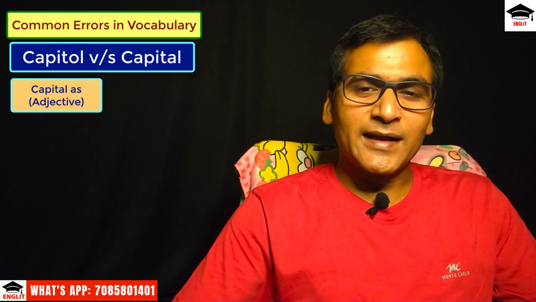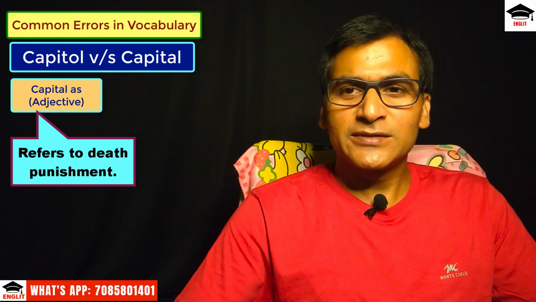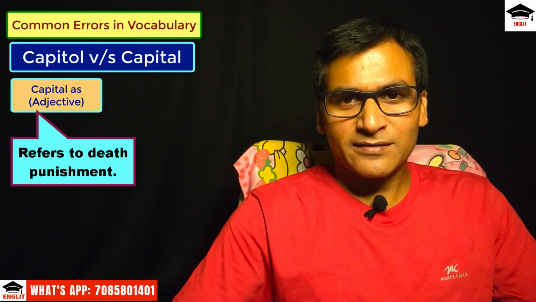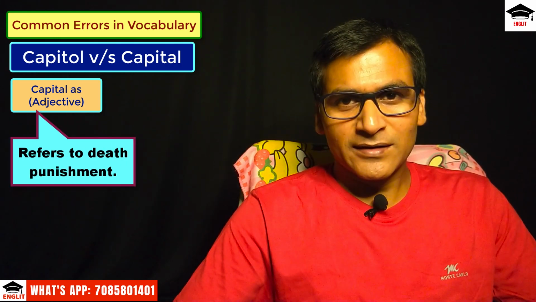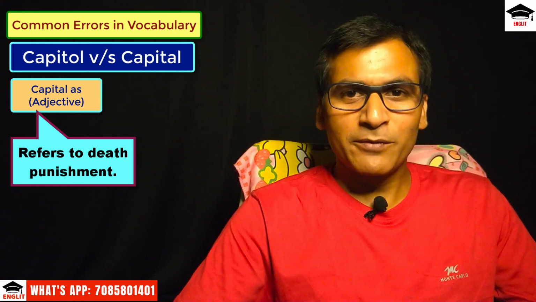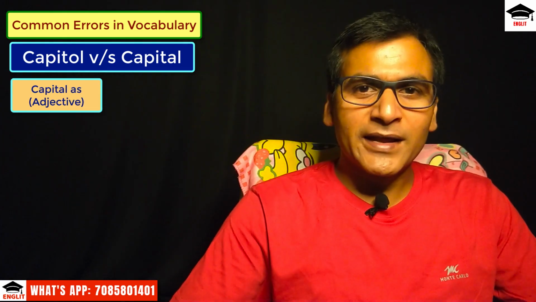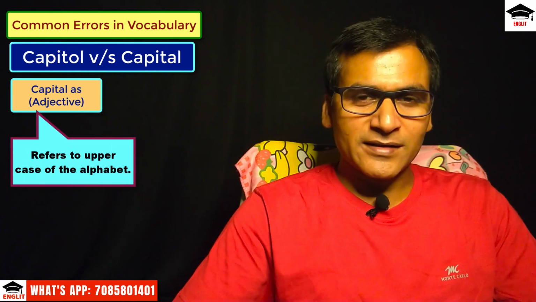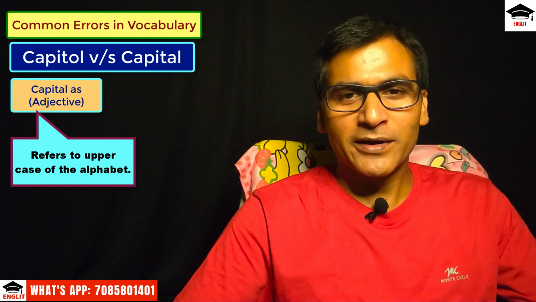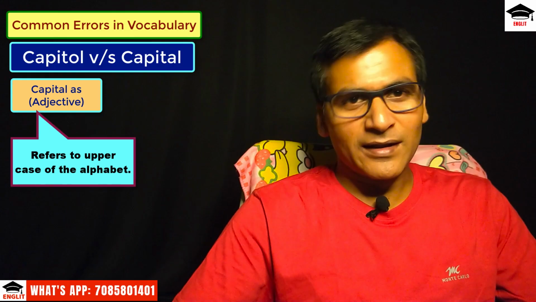कैपिटल अगर एज एन एडजेक्टिव देखोगे, सो कैपिटल एज एन एडजेक्टिव रिफर्स टू सम डेथ पनिशमेंट. सो कैपिटल पनिशमेंट रिफर्स टू डेथ पनिशमेंट. तो वहाँ पे वो एज एन एडजेक्टिव उसका मीनिंग है. और कॉमनली कैपिटल आपने कैप्स लॉक के लिए भी यूज़ किया जाता है. जो अल्फ़ाबेट होते हैं वो अपर केस और लोअर केस. अपर केस में जो होते हैं वो कैपिटल लेटर्स होते हैं.